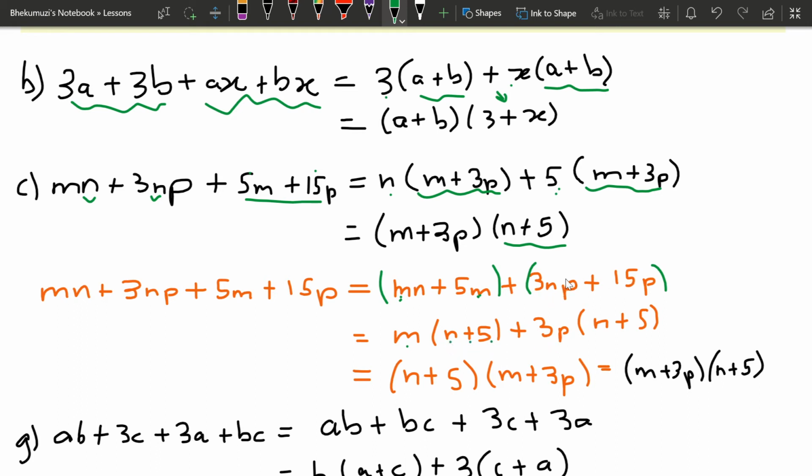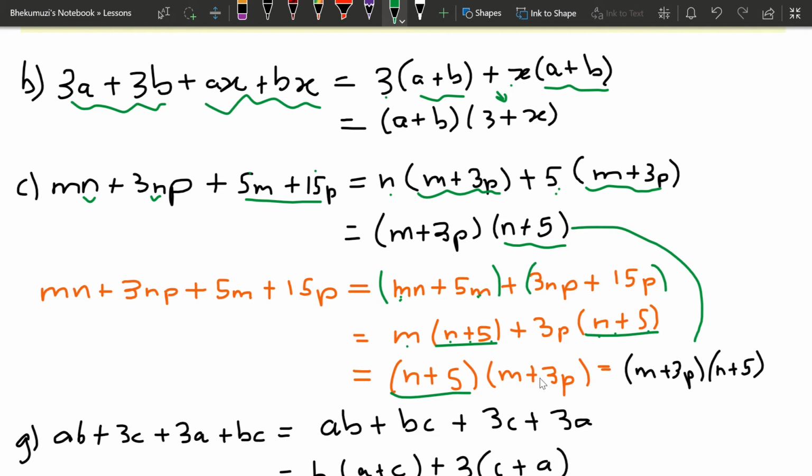And then in the second pair, I can see that my common factor is 3p, so I take out 3p, and then it will be n plus 5, right? And you can see we have n plus 5 and n plus 5. It's a common factor, we take it out in front, and then we'll be left with m plus 3p. The only difference between the two is the order, and as you can see, the order does not matter.